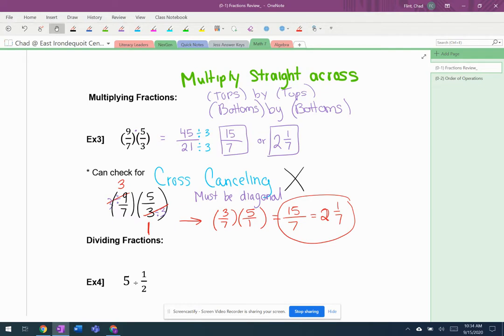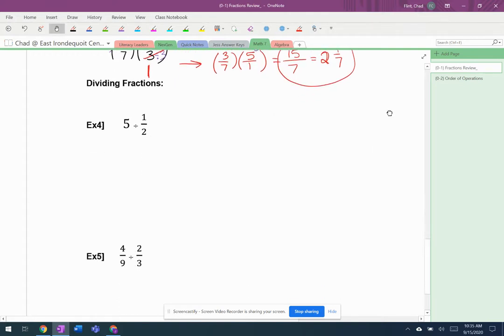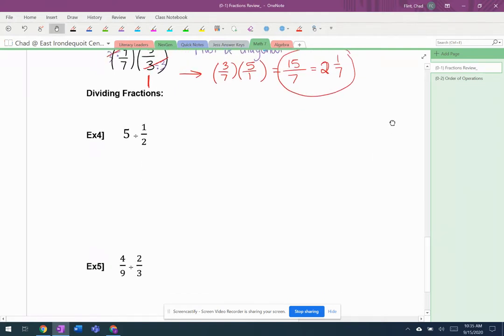All right, so if you want to take a moment and pause this video and try some practice problems on multiplication, you are more than welcome to do that and come back to this later. If not, we are going to go ahead and move on to reviewing dividing fractions.